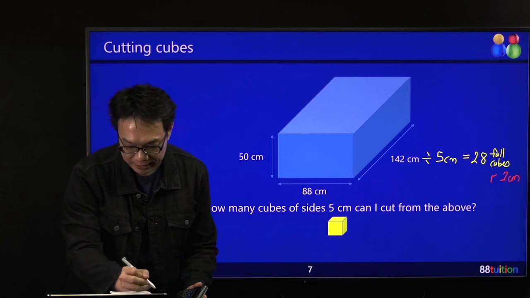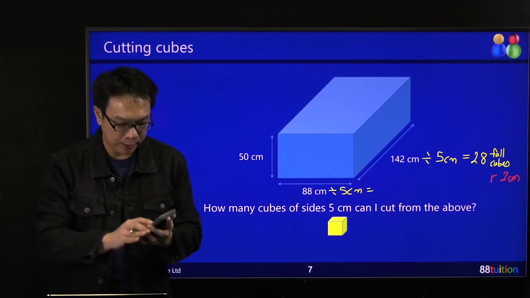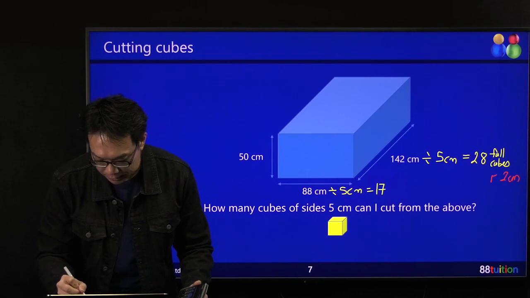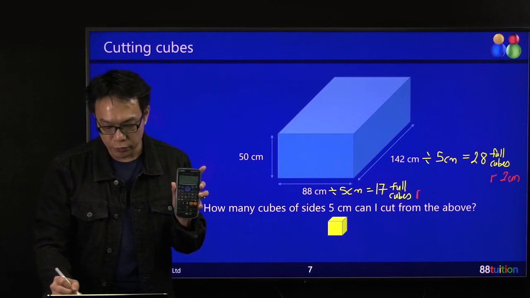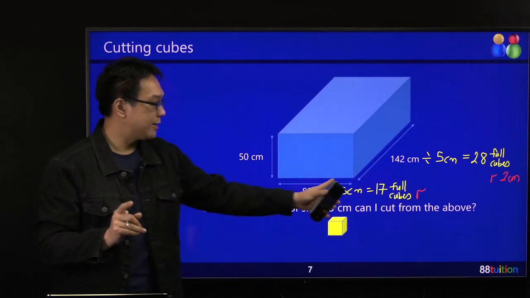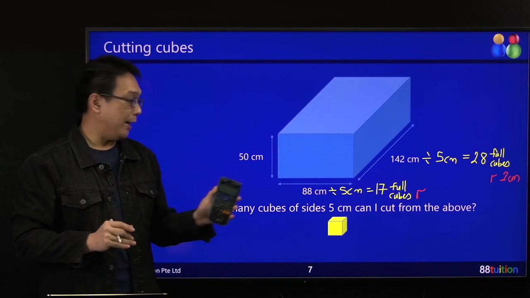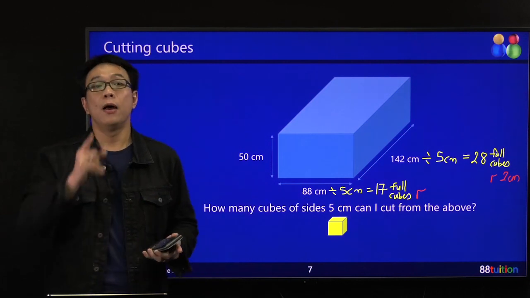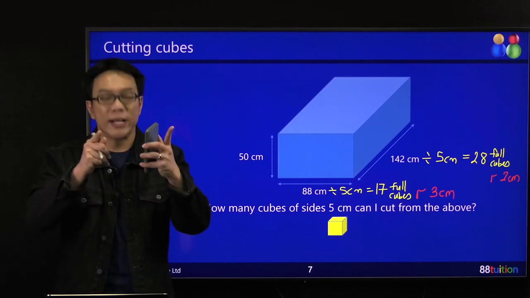Down here, 88 cm. How many 5 cm are there? 88 divided by 5, press your calculator again, gives you 17.6. So you take the 17 full cubes. But is there a remainder? Yes, and the remainder is not 0.6. Some of you just write 6 cm. That's not true. So 17 full cubes, 1 cube is 5 cm, 17 times 5 gives you 85. You can put up to 85 cm here. This is 88 cm, so there is a remainder of 3 cm. Can you do anything with 3 cm? No. Why? Wasted. Very good.